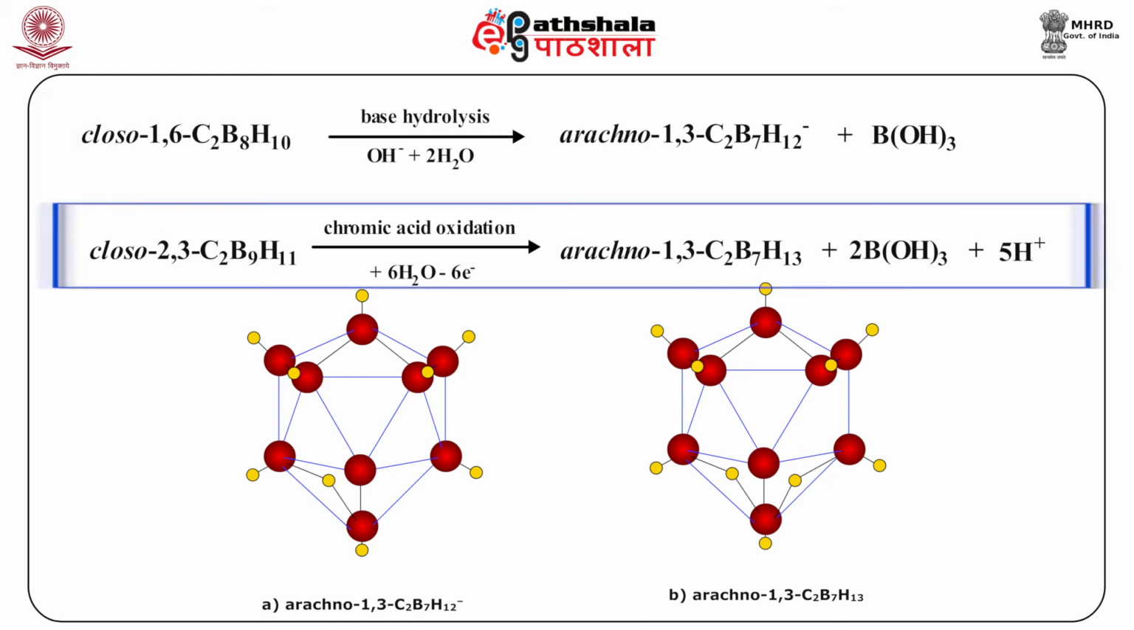Closo-2,3-C2B9H11 under the chromic acid oxidation gives arachno-1,3-C2B7H13 plus twice B(OH)3 plus 5H⁺.